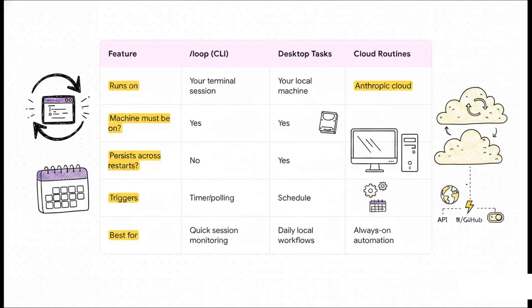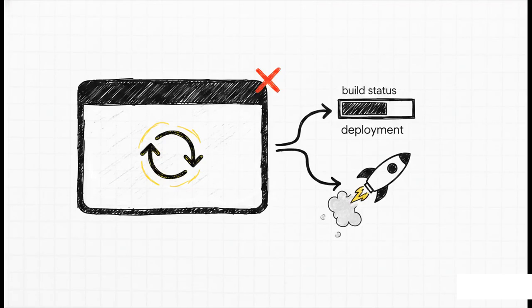And this table is a perfect summary. Just look at the progression. You start with a simple loop command, which runs right there in your terminal session. Then you level up to desktop tasks, which live on your local machine. And then, the final tier, cloud routines, which run completely on Anthropic's cloud. Notice how it goes from your machine must be on to a big fat no for cloud routines? That's huge!